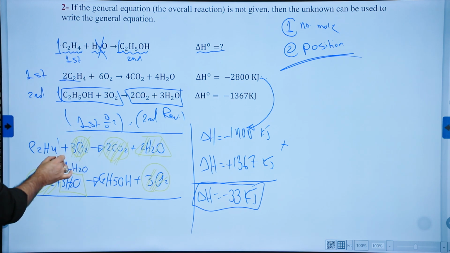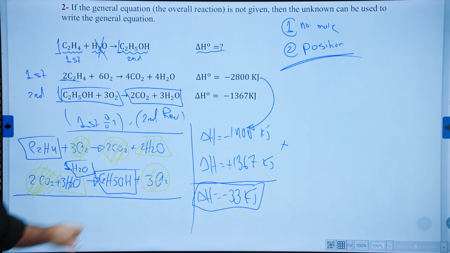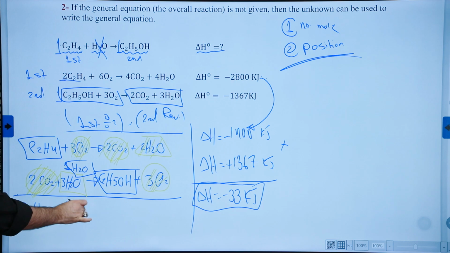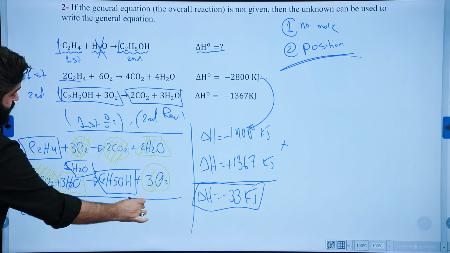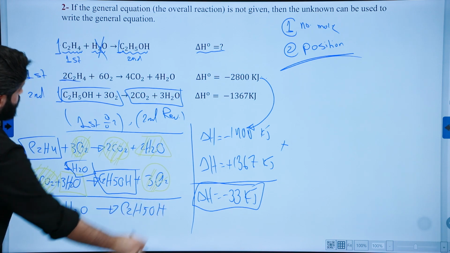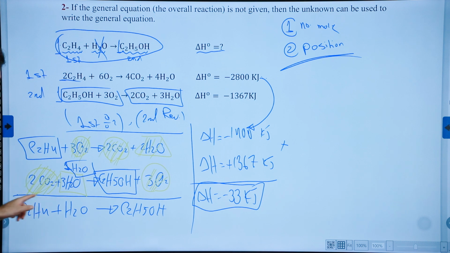Okay, so now what is left? C2H4 with H2O here, with C2H5OH here. C2H4 plus H2O to form C2H5OH. It must be the same as the overall. Yes, this is the same as the overall. Then now we are sure that the solution is correct.